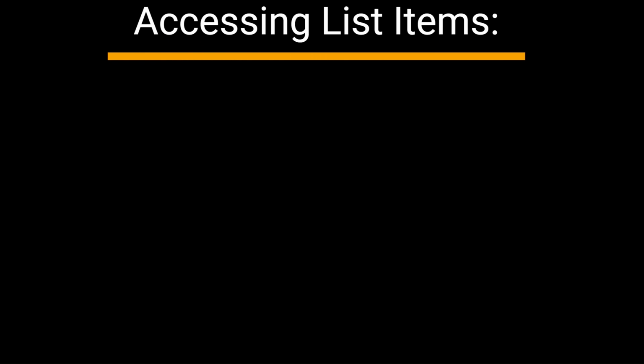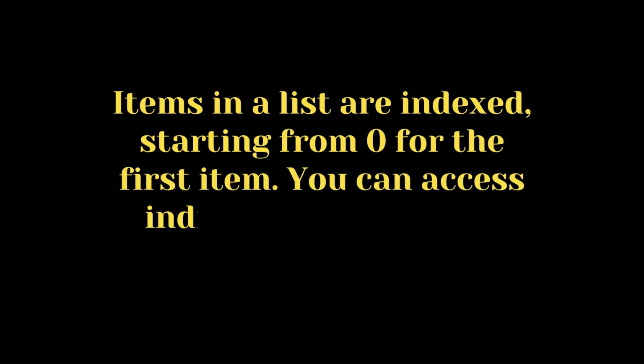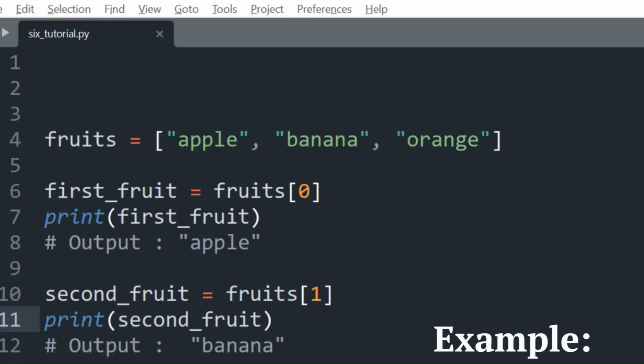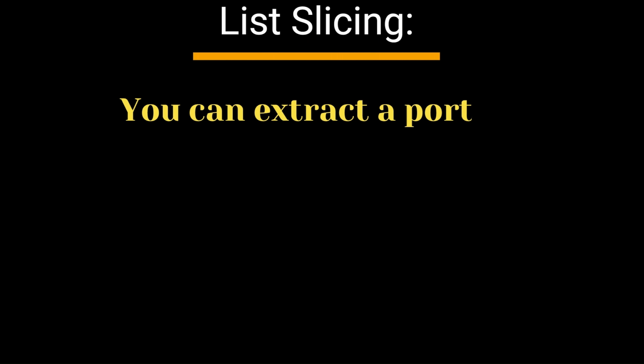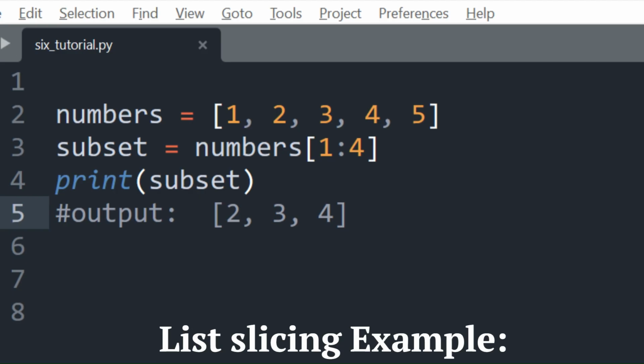Accessing list items. Items in a list are indexed, starting from 0 for the first item. You can access individual items using their index. Here is the example. Run the Python file to see the expected result. List slicing. You can extract a portion of a list using slicing. This is the syntax, where start is the index of the first item you want and stop is the index after the last item you want. Here is the example. Run the Python file to see the expected result.